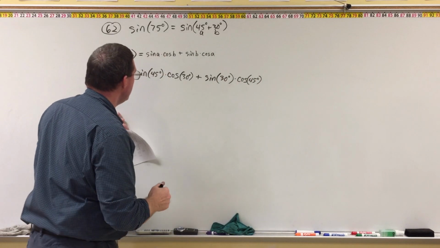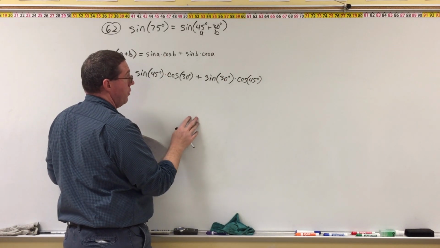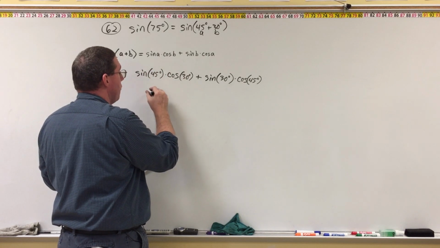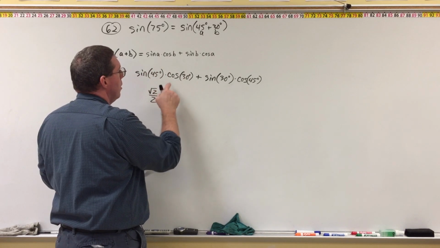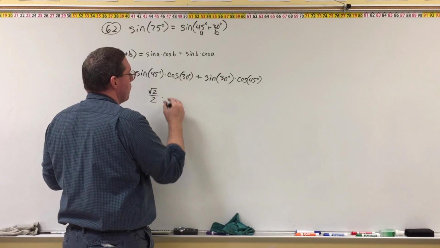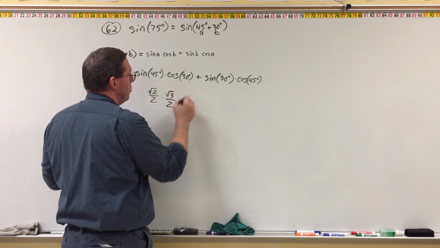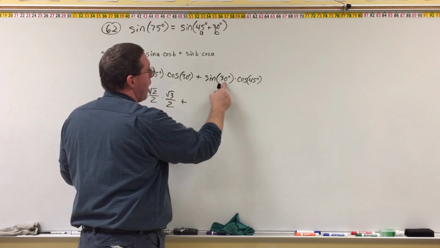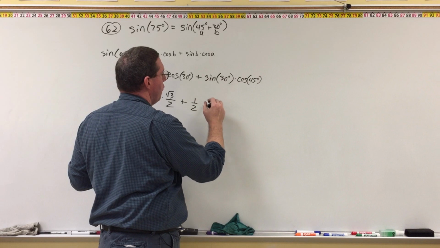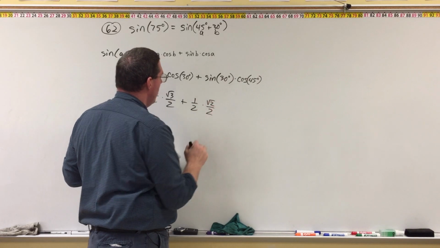Okay? And we have all this stuff on the unit circle. 45 degrees is the same thing as pi over 4. So sine of pi over 4 is square root of 2 over 2. Cosine of 30 degrees is pi over 6. Cosine of pi over 6 is square root of 3 over 2, plus sine of pi over 6 is 1/2 times cosine of pi over 4 is square root of 2 over 2.